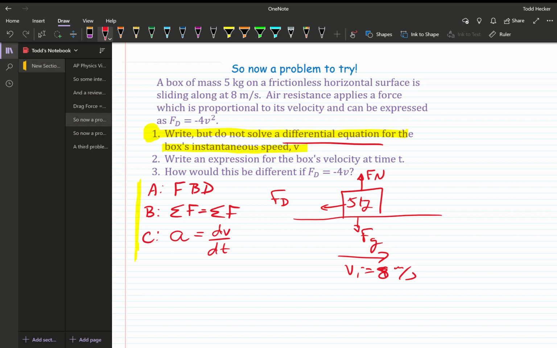So that's step A. Okay, step B. So this was step A. I don't know why I put that line there. Get rid of that. Okay, step B.